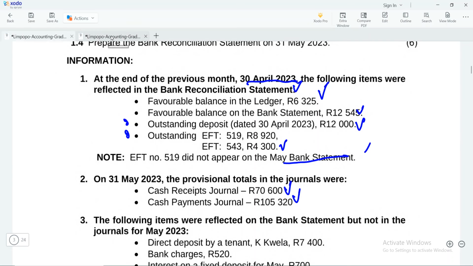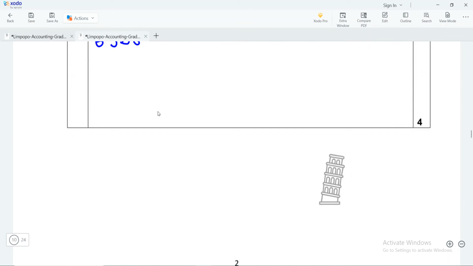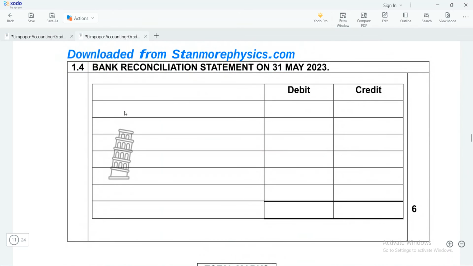So what I normally do when it's like this, I start by writing my information, so I know that I have to have either a debit or credit balance as per bank statement. So we'd have balance as per bank statement. I'll write in abbreviations because I'm using a bigger pen for you to see, but when you write as a learner, you must write in full.